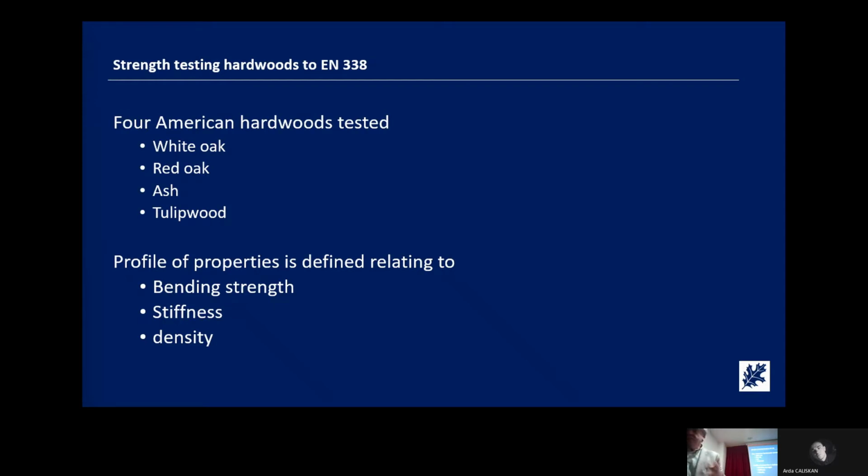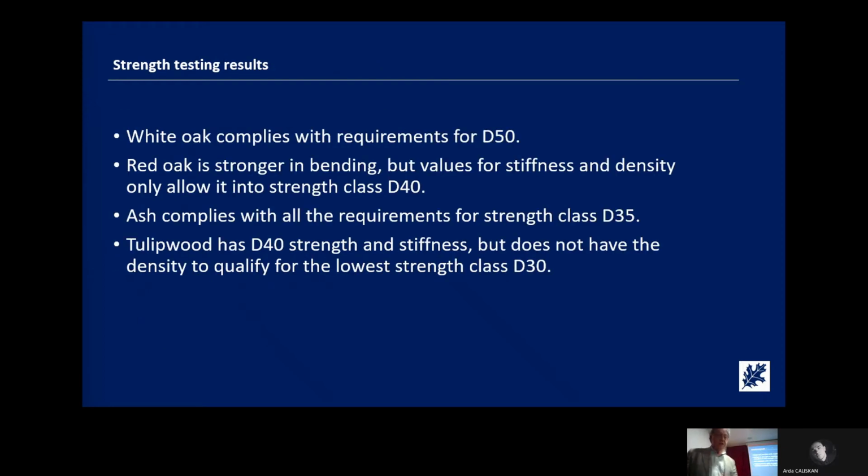So the profile of properties that you need to demonstrate to get a strength class for a species is bending strength, stiffness, and density. Those are the 3 parameters that you need to define a strength class for a piece of wood, whether it's a softwood or whether it's a hardwood. What we found was very interesting.